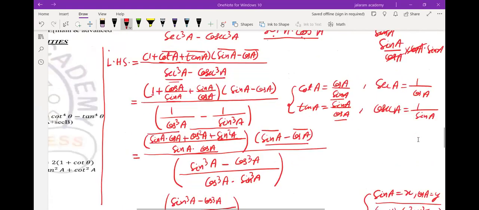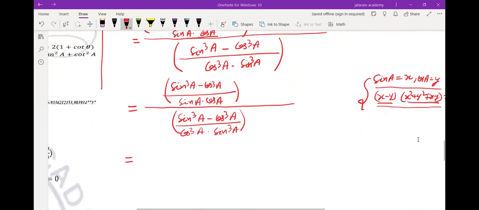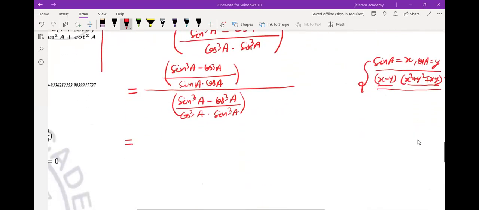So in many questions, identities of algebra are also used. Formulas of algebra are also used. So learn all the formulas.